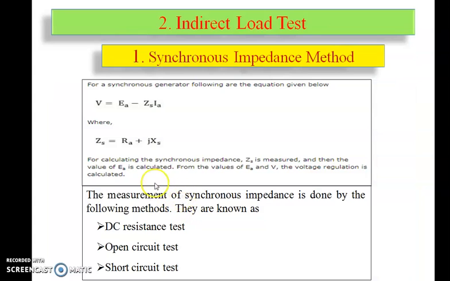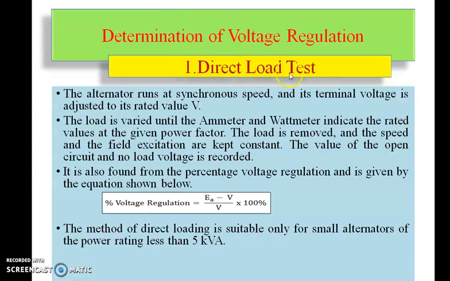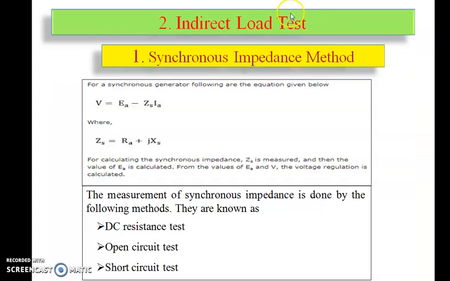So the second part is called the indirect load test. In the indirect load test, we are not going to apply any type of load for the generator. In the first part, we call it direct load test, we are going to apply load. But in the indirect load test, we are not applying any load to the generators. Okay. Again, as I said, for the indirect load test, there are three methods. Firstly, we are going to see one by one.